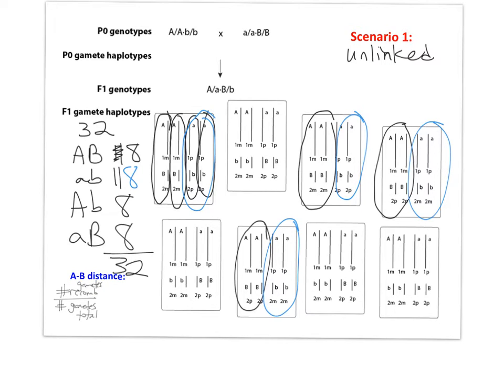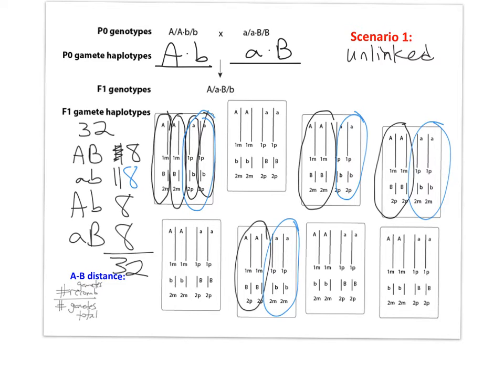How do we figure that out? How do we know which haplotypes are parental and which are not? It's the part up here that we haven't filled in yet, the P0 gamete haplotypes. That's why we always use homozygous P0 parents, because we know their genotypes. So what are the haplotypes that a big A over big A, little b over little b parent produces? Big A, little b. And the opposite is true for the other P0 parent.